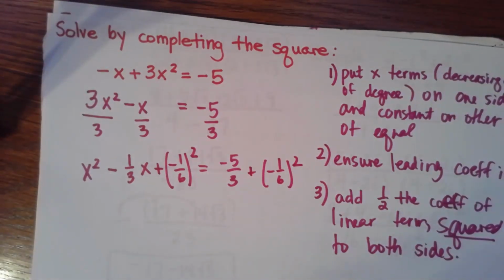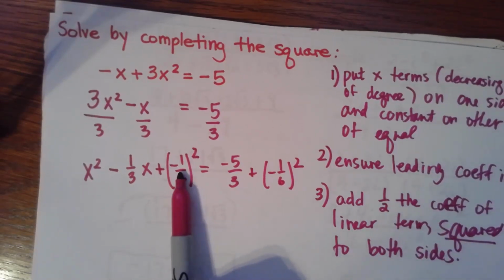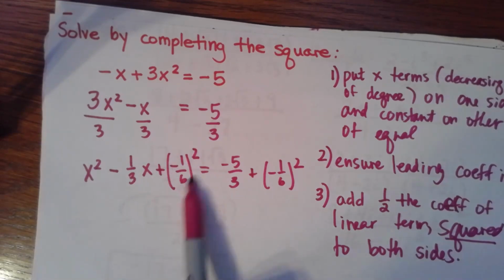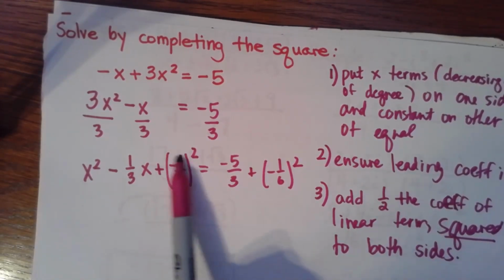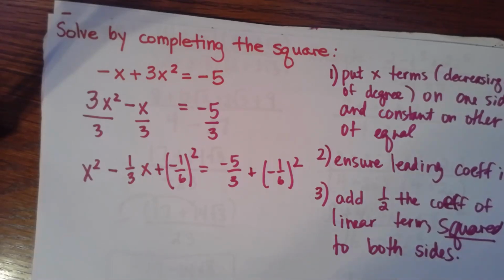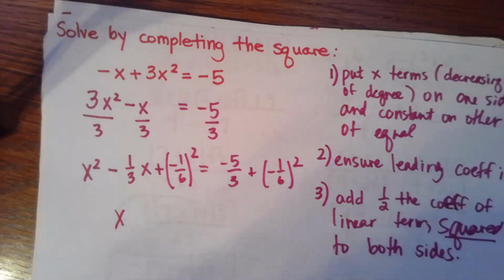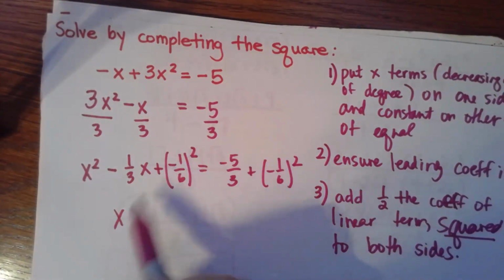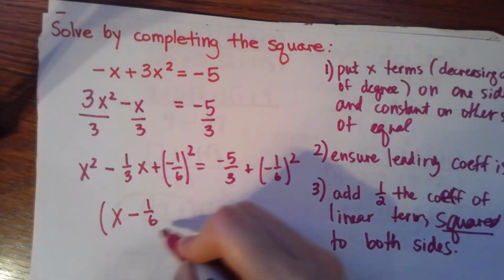Okay, so I've now completed the square. So this side is now a perfect square, and I can easily factor it, especially easy if I write it in this form where I can easily see what 1/2 of the linear coefficient was. Then I know that it's going to be the square root of this, which is x. Okay, and then I put whatever's here. If it's positive, I put plus that number. If it's negative, I put minus that number, right? So this will be a minus 1/6, and that thing squared.